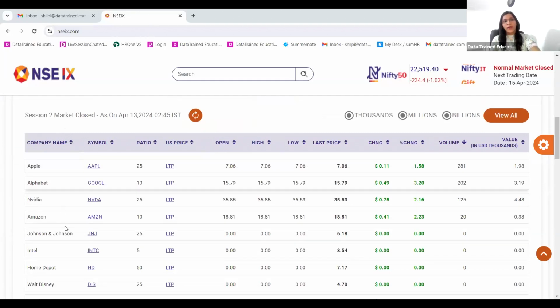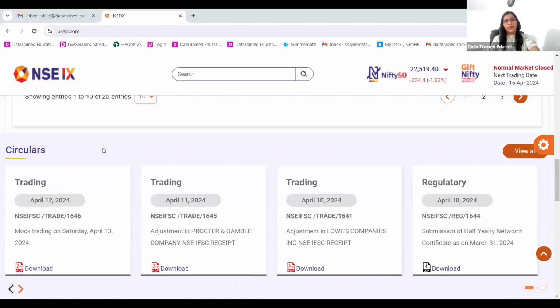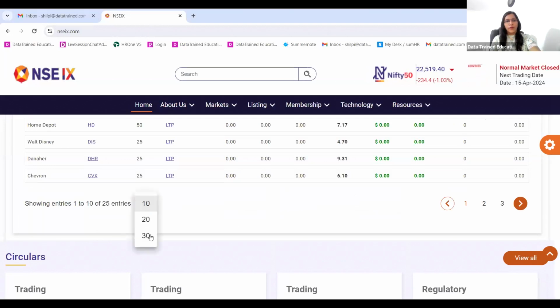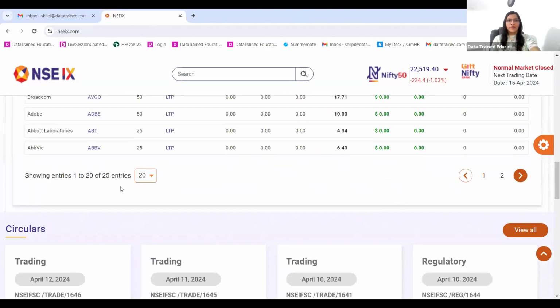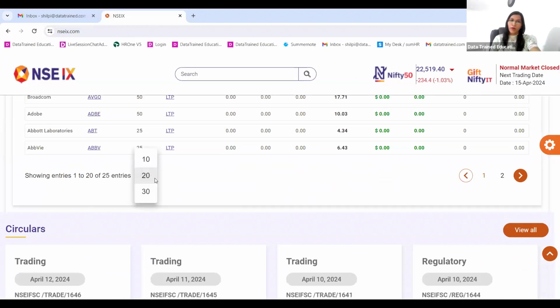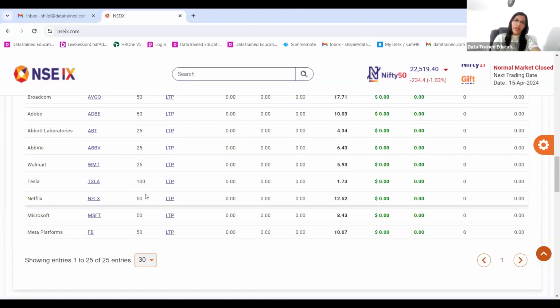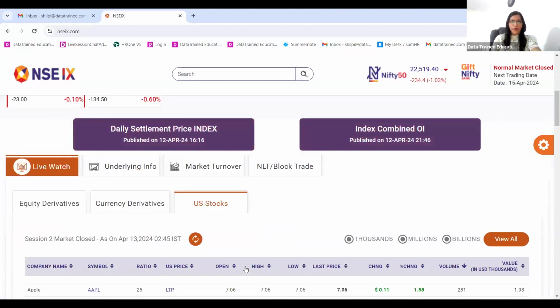So Apple, Alphabet, Amazon, all the stocks are available over here. You can check up to 2030. Earlier, once they launched this platform, it used to be 8. At one go, they started with 8 companies, and thereafter they have increased it. Okay, one second.